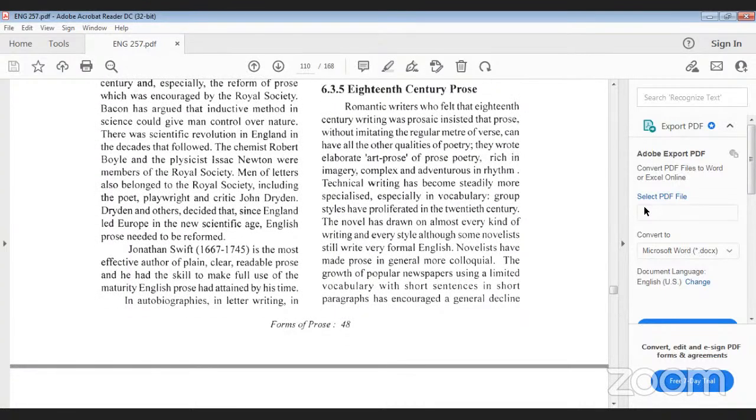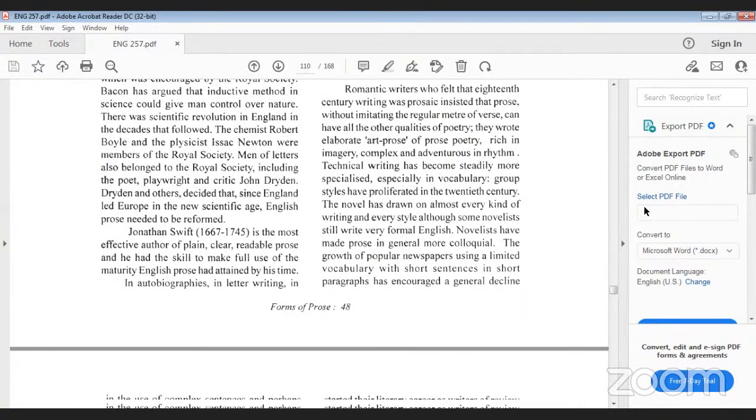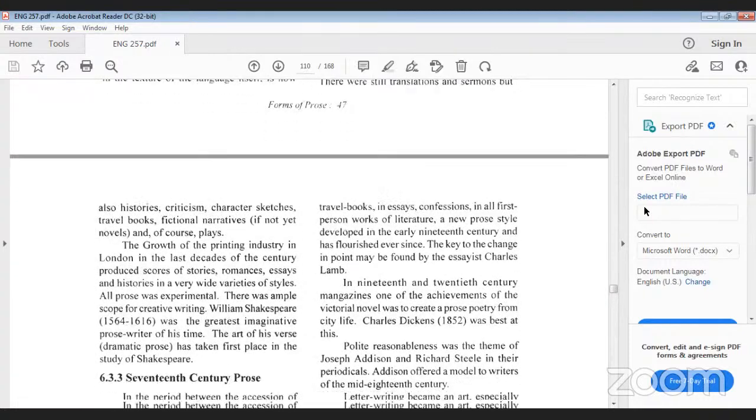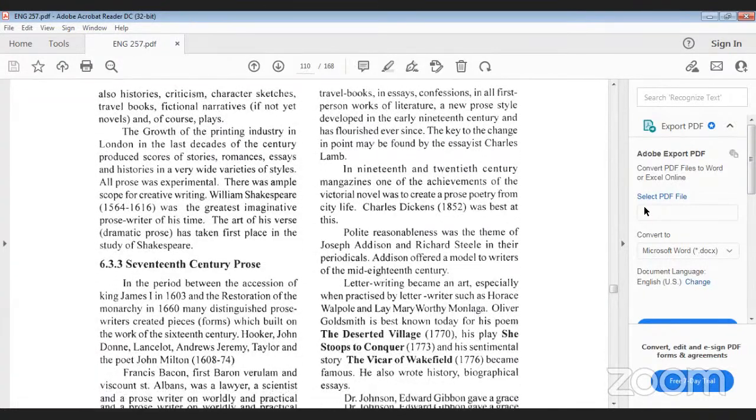Jonathan Swift (1667 to 1745) is the most effective author of plain, clear, readable prose, and he had the skill to make full use of the maturity English prose had attained by the time. In autobiographies, in letter writing, in travel books, in essays, confessions, in all first person works of literature, a new prose style developed in the early 19th century and has flourished ever since.